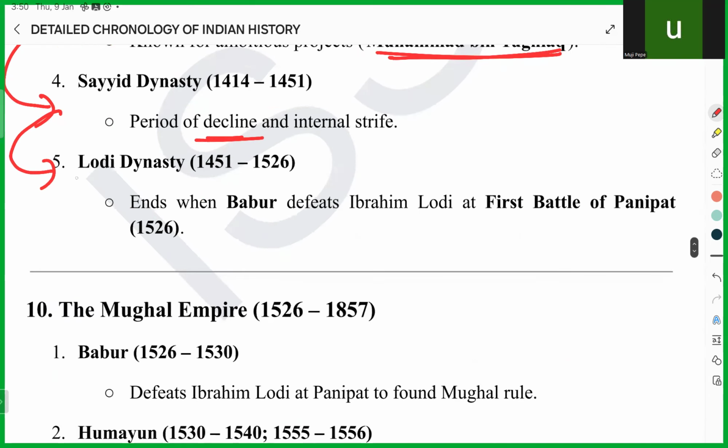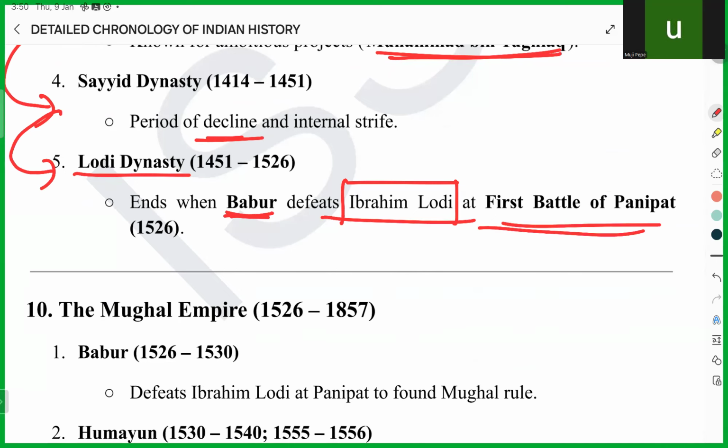Finally, the Lodi dynasty was there, and it ends when Babur defeated a person known as Ibrahim Lodi at the first battle of Panipat in 1526. So in 1526, this battle culminated in the defeat of Lodi, and after that, Babur established the Mughal Empire.